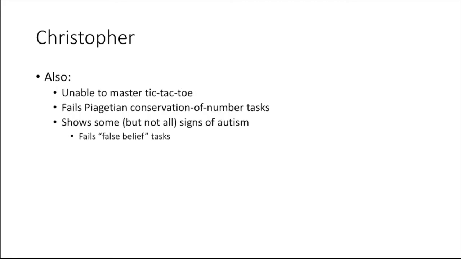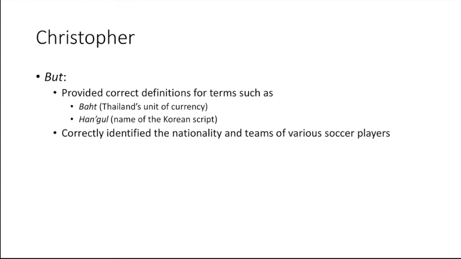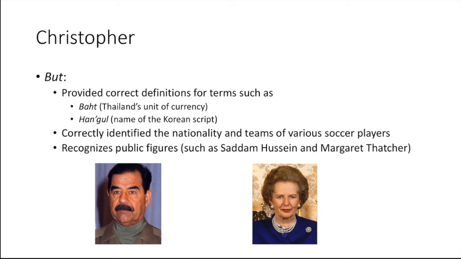However, he is unable to master tic-tac-toe, and he fails Piagetian conservation of number tasks, which small children can pass, and shows some, but not all, signs of autism. And he fails false belief tasks, such as the Sally-Anne and Smarties tasks, which we'll talk about later in the class. However, he can provide correct definitions for terms such as bat or hangul, and he can correctly identify the nationality and teams of various soccer players. And he recognized public figures such as Saddam Hussein and Margaret Thatcher.